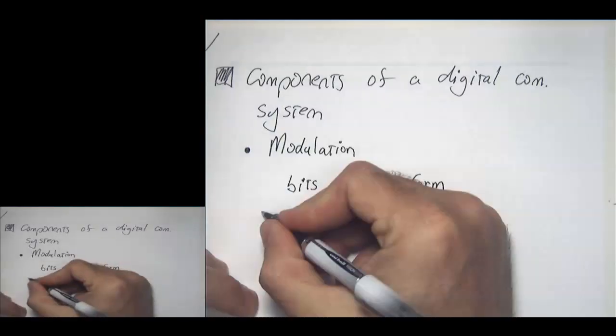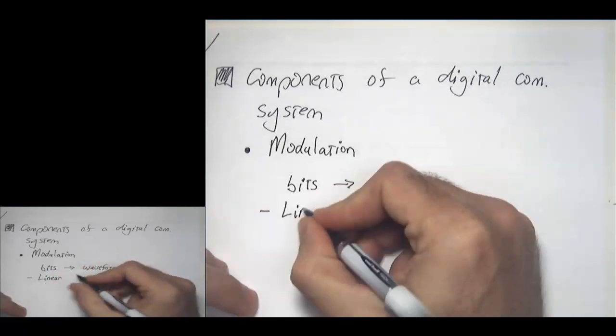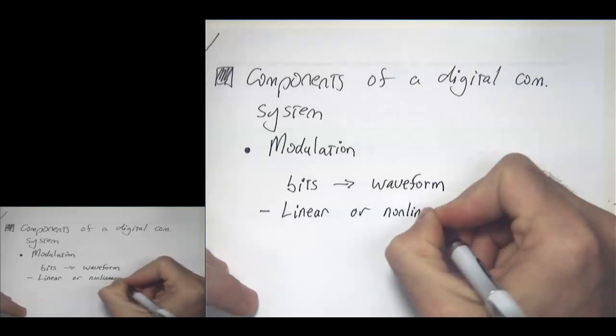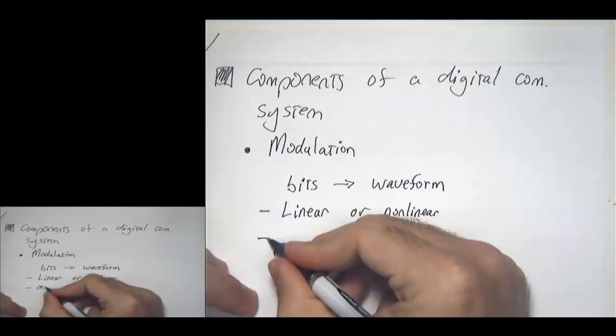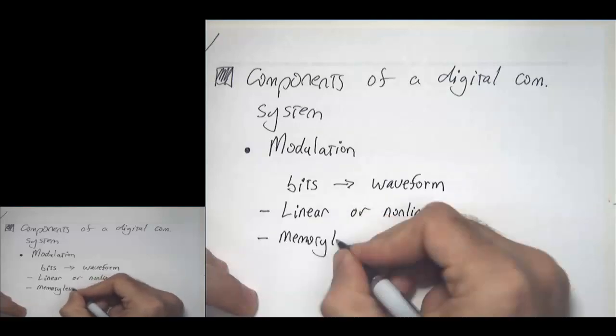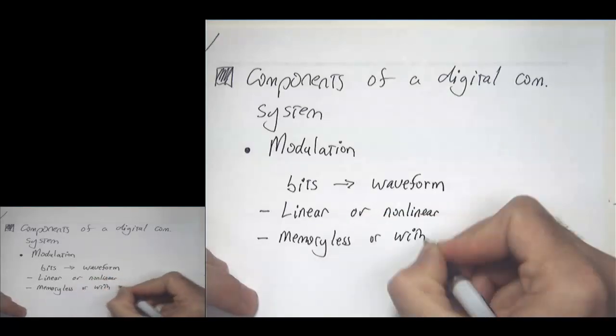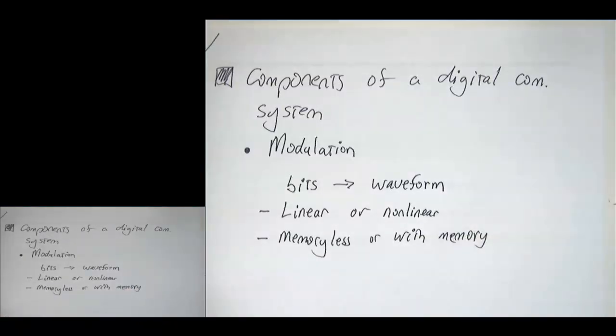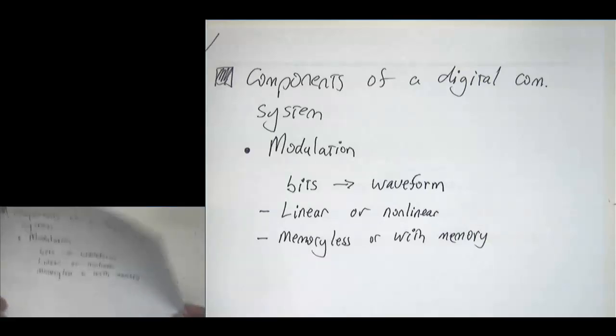So there's a whole bunch of different kinds of modulation, and they're classified in different ways. For example, linear or nonlinear, or memoryless or with memory. Many of these distinctions you'll find if you take a class in digital communication like 362K. Now, in our case, we want to focus on a specific type of digital modulation, not look at every possible modulation that you might see.